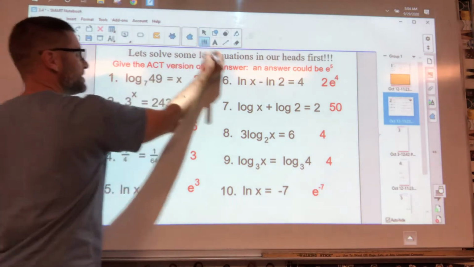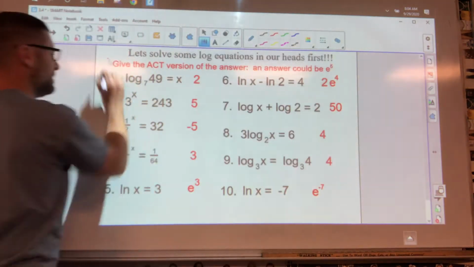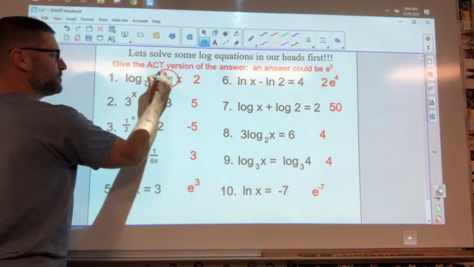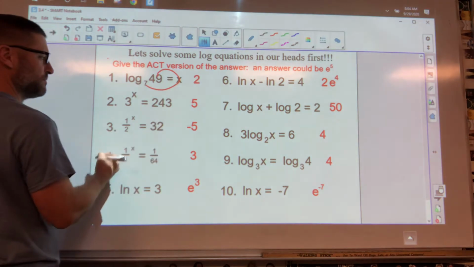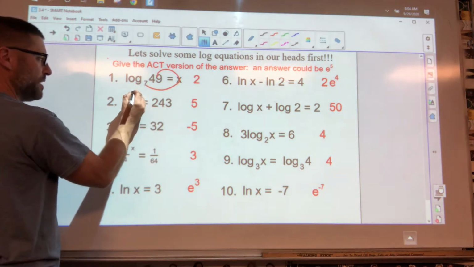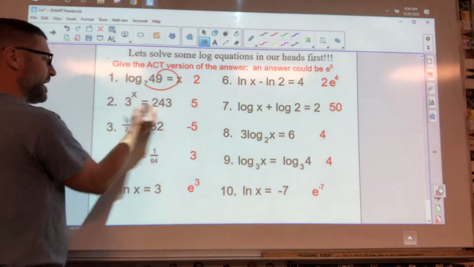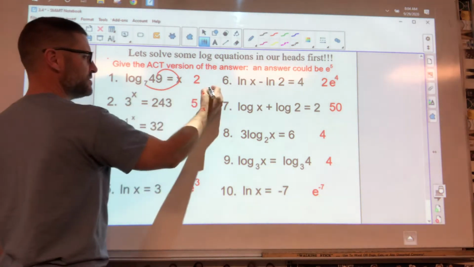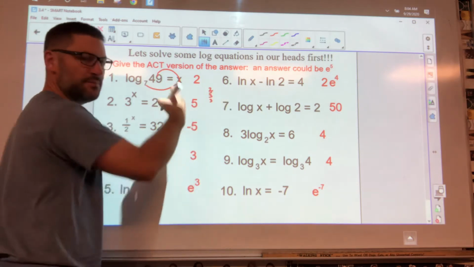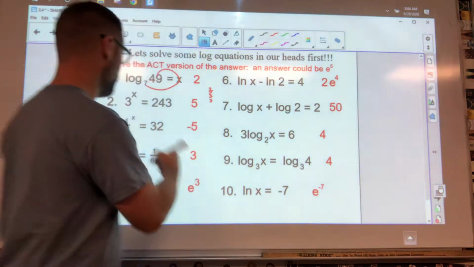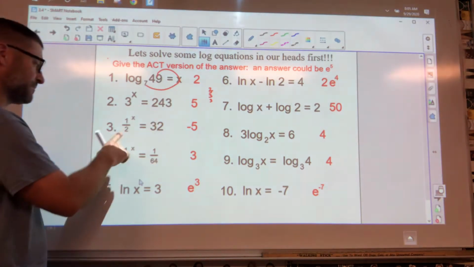So we ask ourselves in this first problem, 7 to what power is 49? 7 squared is 49, so we get 2. 3 to what power, this isn't even a log or a pigtail equation, 3 to what power is 243? So you just multiply 3 times 3 times 3, you just keep doing it until you get 243. It takes 5 threes to get 243.